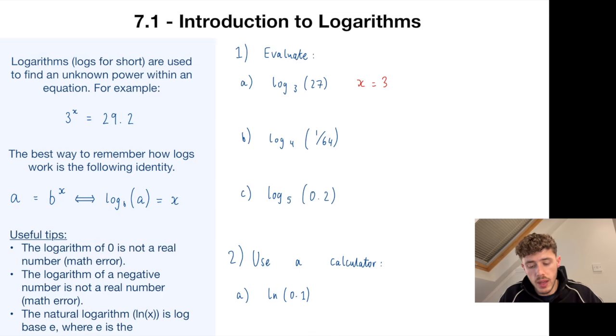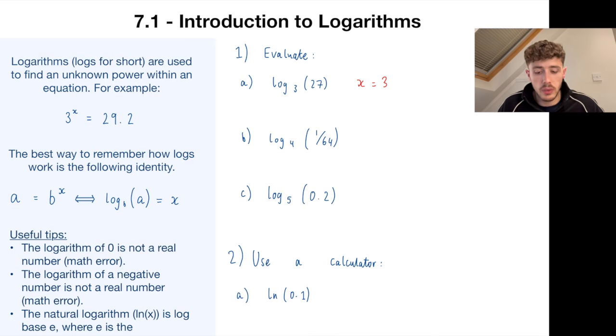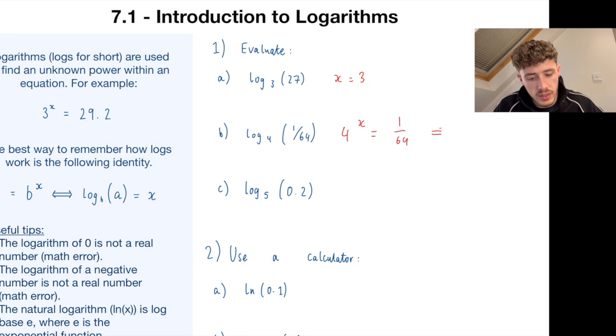So 1b, log base 4 of 1 over 64. We know that to get a fraction, we need negative powers. This is where your indices laws become really useful. So please remember those. If you haven't seen that video, it is in this series already. Please go back and watch it. This one, 4 to the power of x equals 1 over 64. And we can say that x is going to be minus 3, because the negative gives the fraction, and 4 to the power of 3 equals 64.